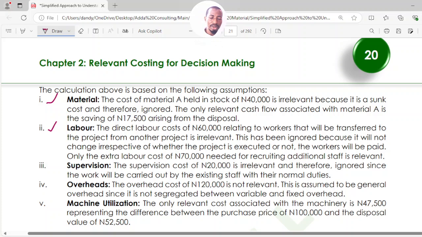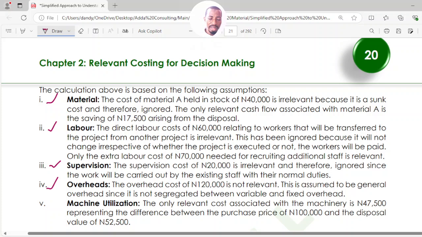Number three assumption is the supervision. The supervision cost of 20,000 naira is irrelevant and therefore ignored, since the work will be carried out by the existing staff with their normal duties. Then number four, overheads. The overhead cost of 120,000 naira is irrelevant. It is assumed to be general overhead since it is not segregated between variable and fixed overhead. That's our assumption on overhead.